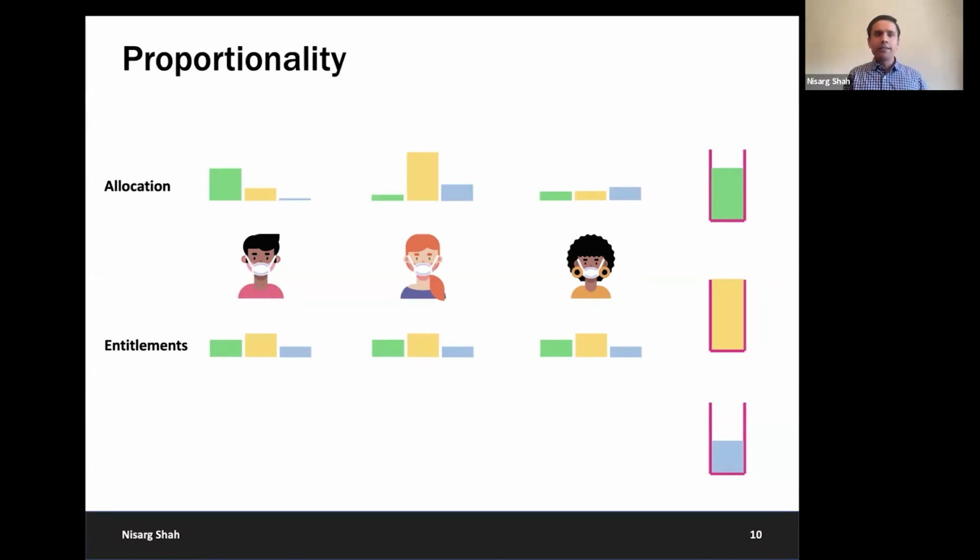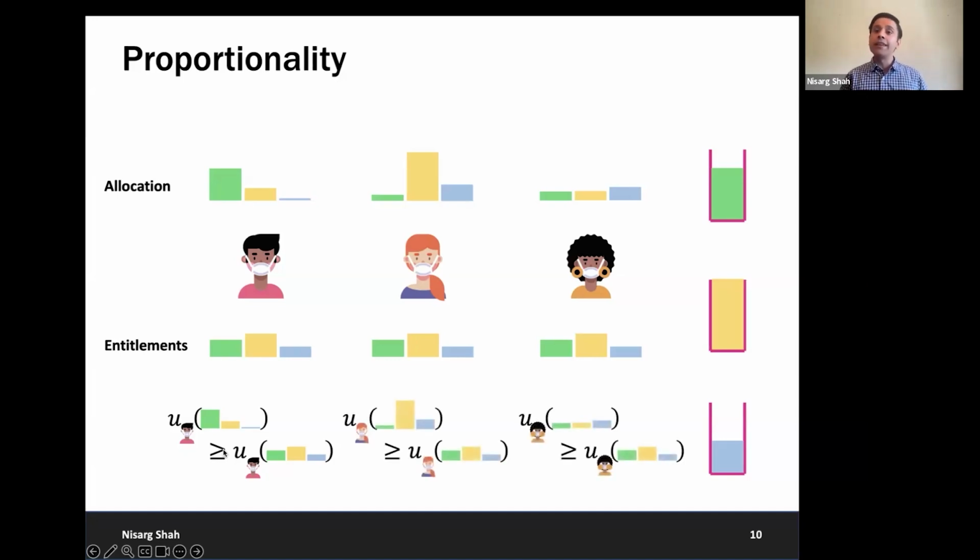What proportionality says is that this allocation shouldn't be any worse than the entitlements. But you have to be careful in defining what's worse, because these 3 different agents have 3 different viewpoints on what's better and what's worse. So more formally, we take the utility function of each agent. In this case, let's take the guy over here. You apply his utility function to his own allocation, look at how much utility he's getting, and compare that to his own utility function for his entitlement. You make sure that he views his own allocation as at least as good as his entitlement. And the same has to hold for the other 2 agents as well. Each agent should personally view their own allocation as at least as preferable as their entitlement. If all these 3 inequalities hold, then we say that this allocation is proportional.